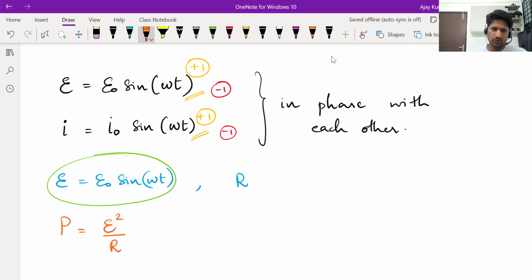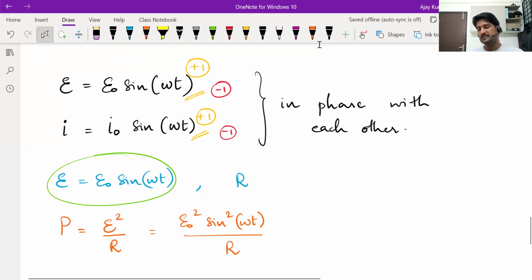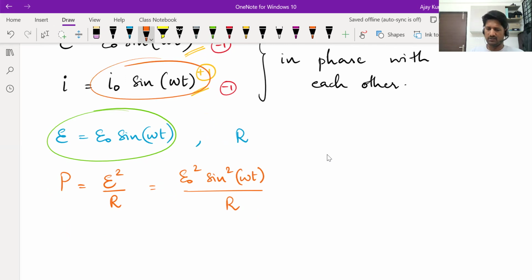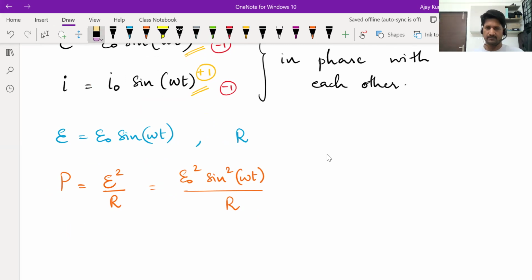And in place of E, you put this function. It becomes E naught square sine square omega t divided by R. That's the power dissipated by the resistor as a function of time in terms of EMF. You can write the same function in terms of current also. P is equal to I square R. Substitute this I function in that. Nothing special in that.